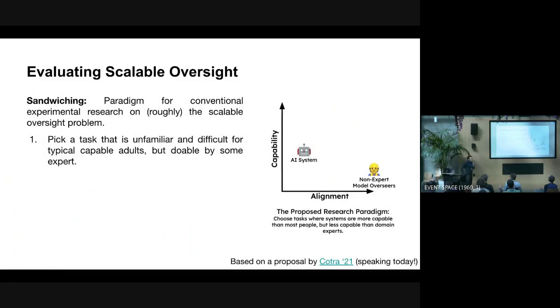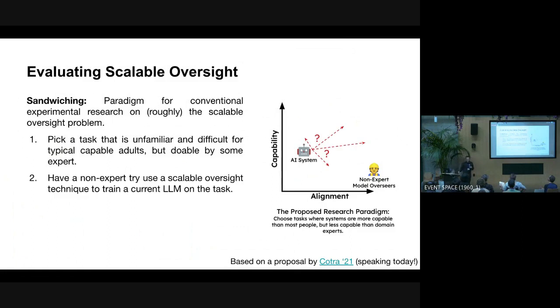All the work I'm doing, the evaluation side of the work, is following a protocol called sandwiching that Ajeya, who spoke yesterday, proposed a couple of years ago, and we've just been trying to flesh out and try out. The idea of sandwiching is that you first pick a task that's unfamiliar and difficult for typical capable adults, but doable by some expert. An example I like is to read a long, detailed clinical note in medical shorthand and decide what this person is being treated for. This is something where if you gave it to me, even with Google, even with an hour, I would be stuck.